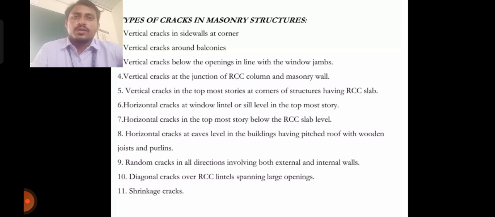Random cracks are also there, which means cracks in all directions, involving both external and internal walls. Diagonal cracks occur over an arch spanning large openings. And shrinkage cracks: shrinkage means a change in the volume of the concrete structure, and at that time shrinkage cracks are produced.